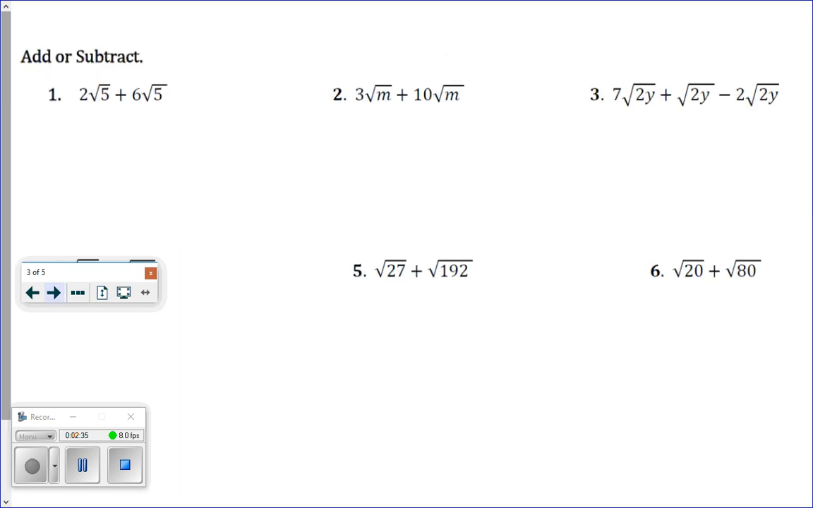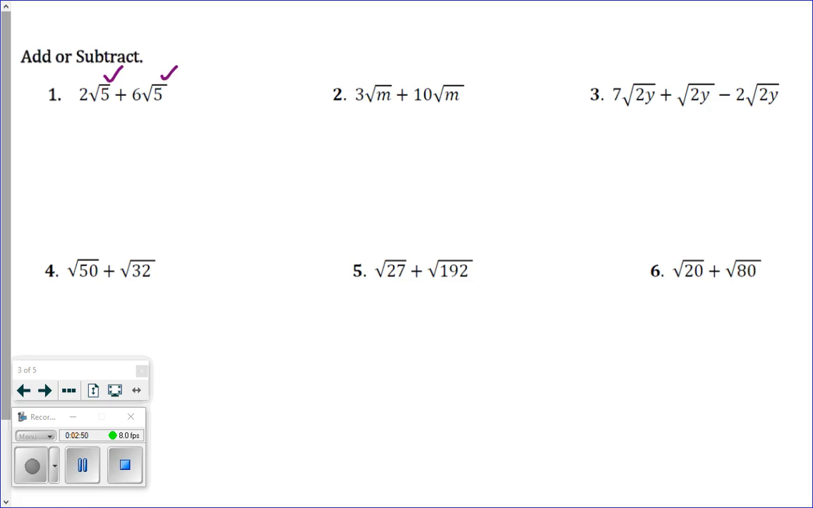So let's practice a few of these. The first 3 are pretty comfortable because they're already simplified. The radicals I can see here, square root of 5 and square root of 5, already match, first of all, and those are already simplified. 5 is not a perfect square, and it does not have any perfect square factors. But square root of 5 is a match to square root of 5, so I can combine these together. So I'll do the 2 plus 6, and I can rewrite this as 8 square root of 5.